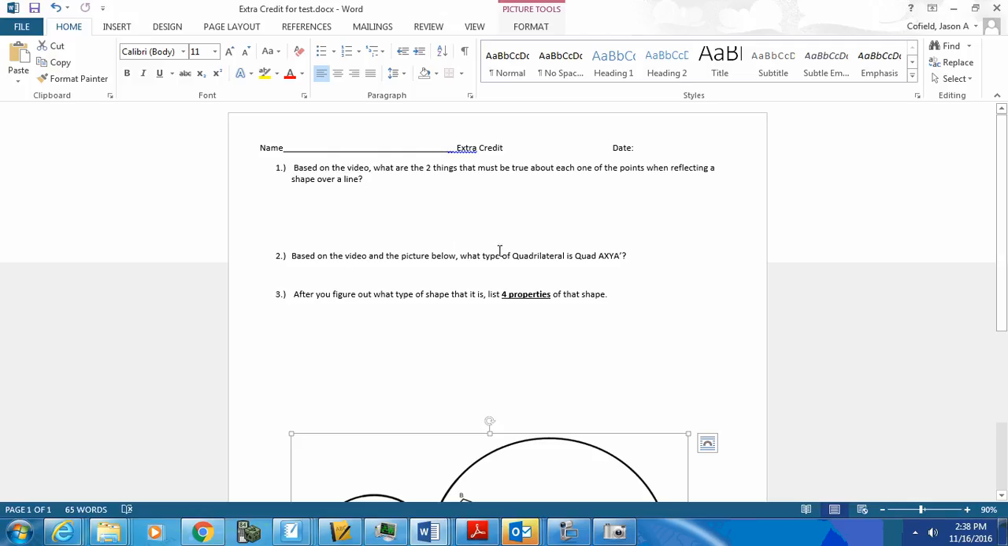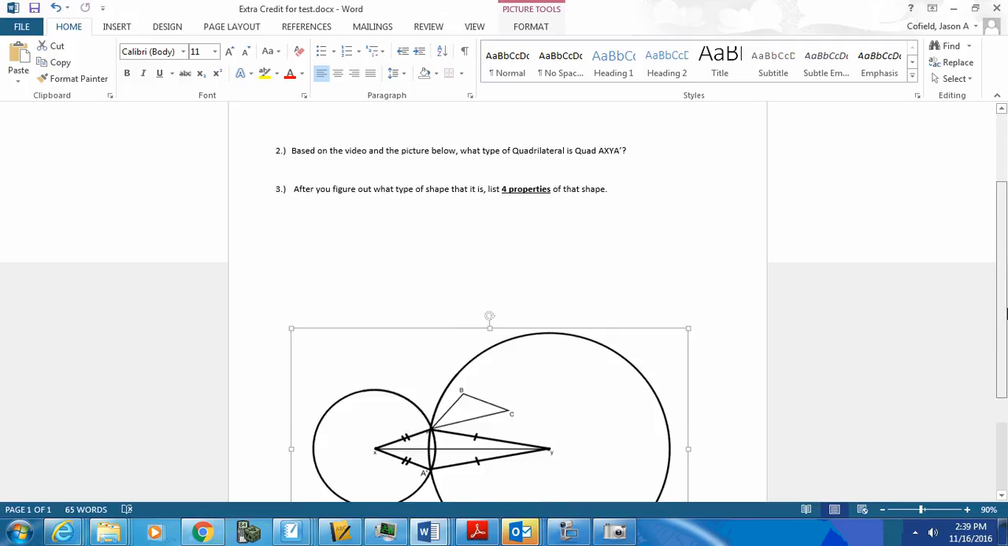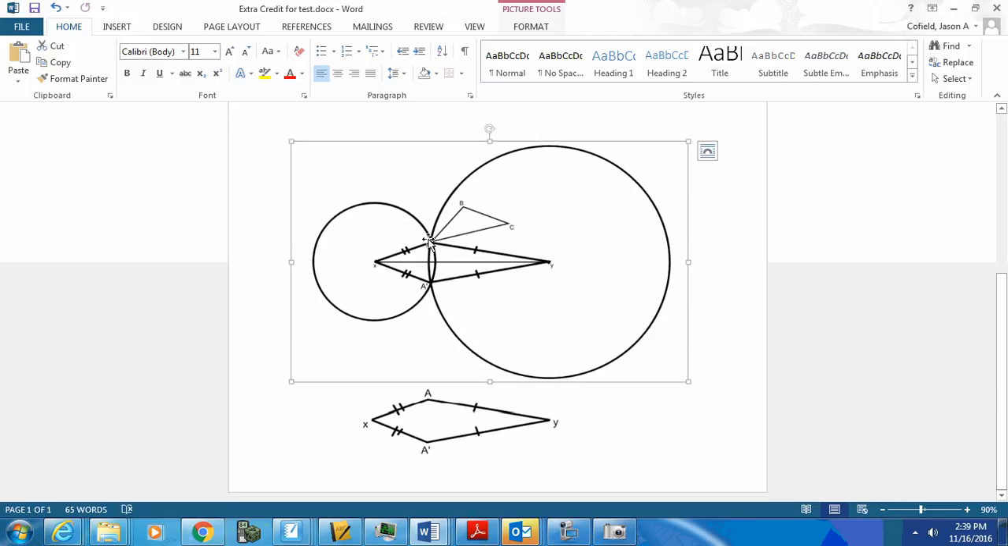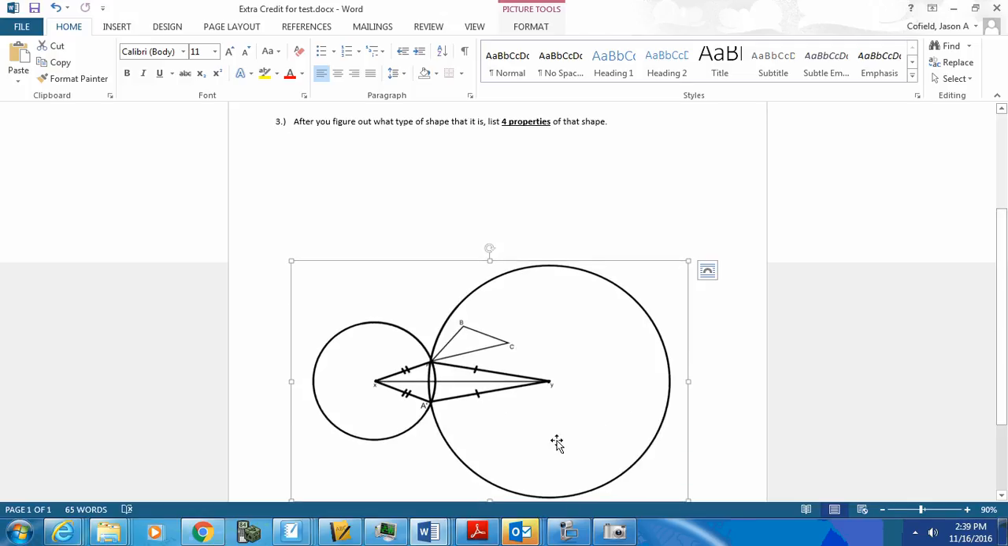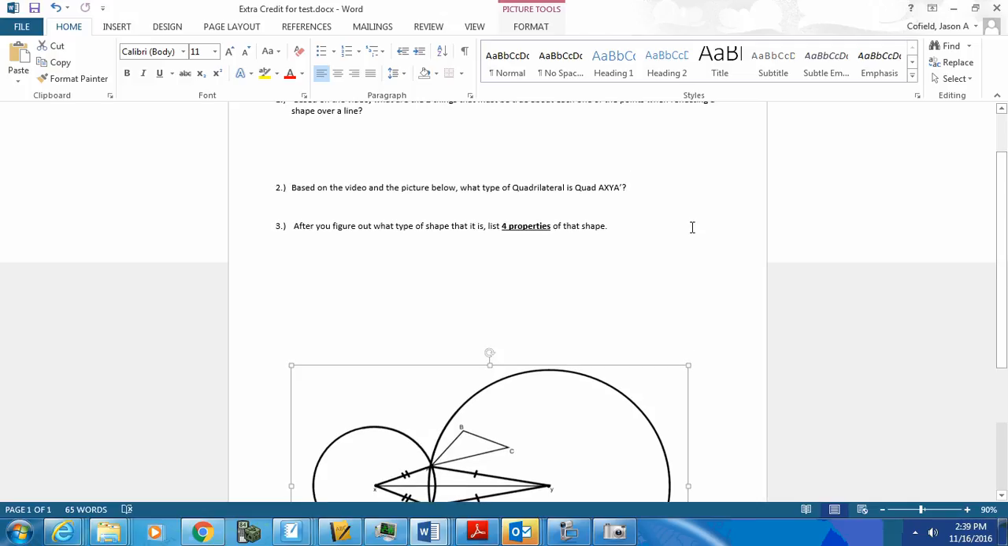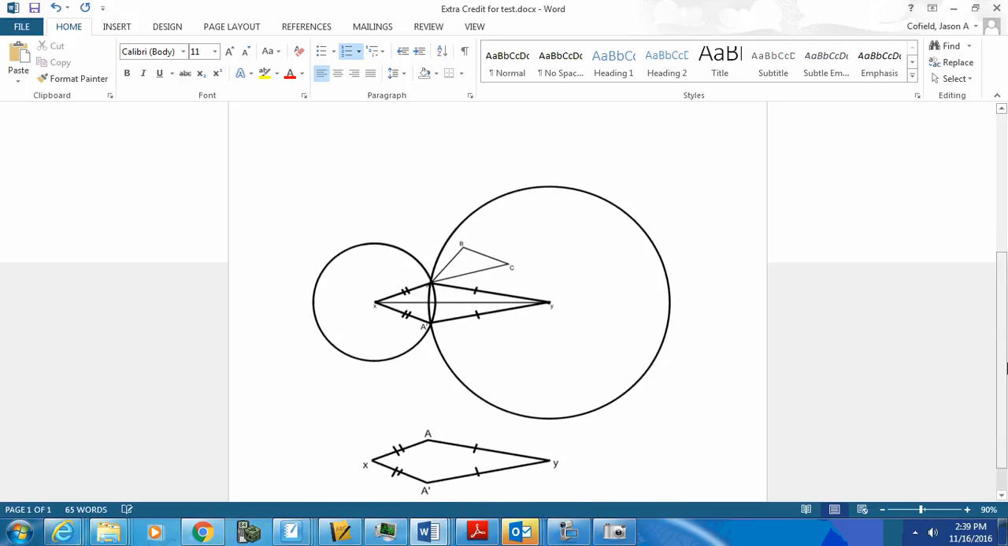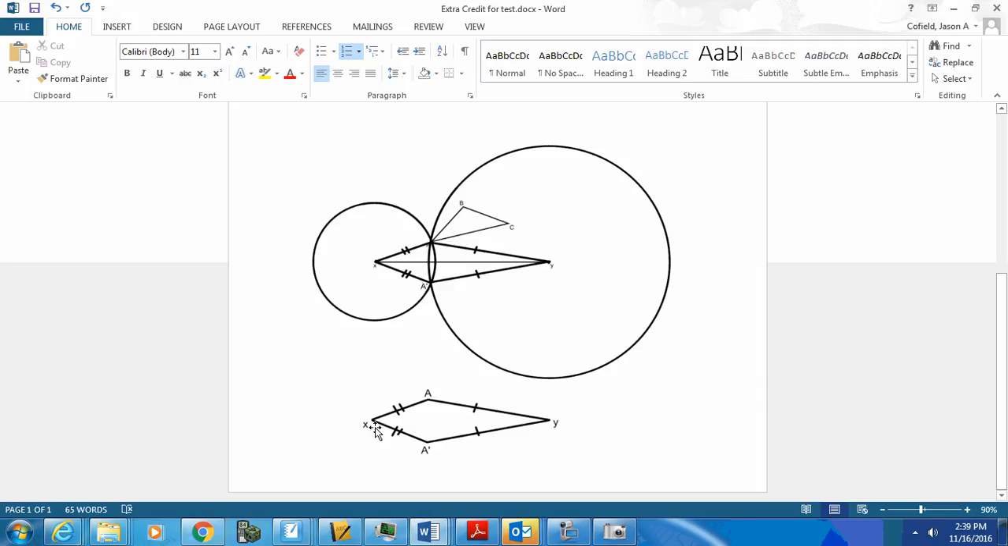Then I want you to figure out what type of quadrilateral is AXY A'. So that would be AXY. Actually, I should have labeled it. I should change that here. This should be AX. To go in order, AX, A', Y. So I'm actually going to change that. A', Y. And what type of quadrilateral is this?